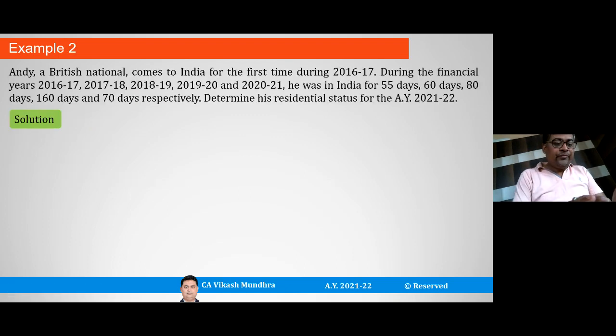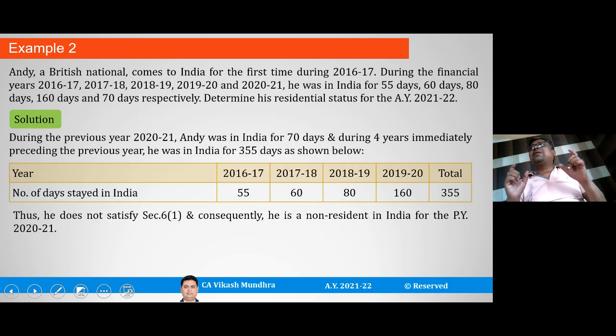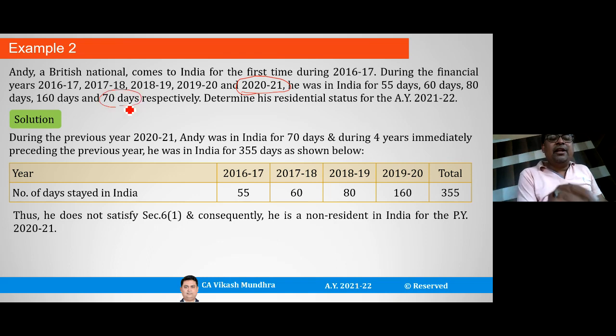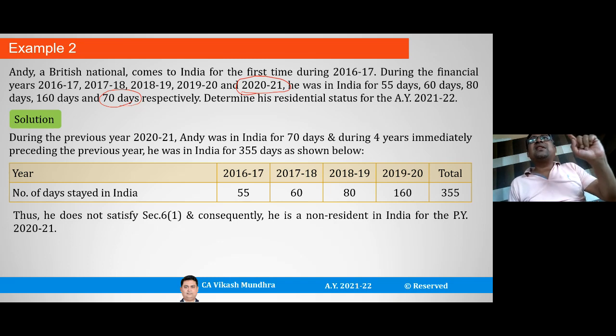Next. Andy, a British national, comes to India for the first time during 2016-17. During the financial years 2016-17 to 2020-21, he was in India for these numbers of days. Determine his residential status for the assessment year 2020-21. Now, you need to calculate how many days he stayed in India during the previous year. First of all, check the previous year 2020-21: his stay in India was only 70 days. Hence, he is not satisfying condition number one, that is 182 days or more.